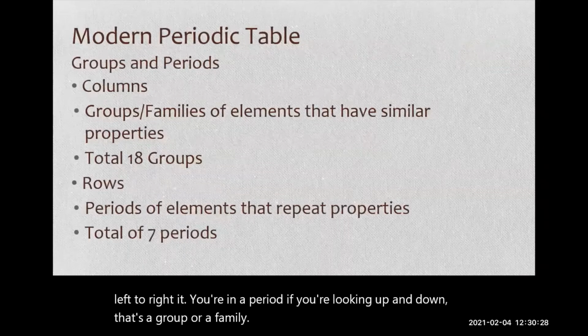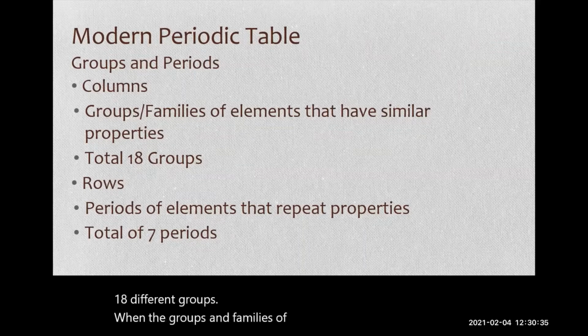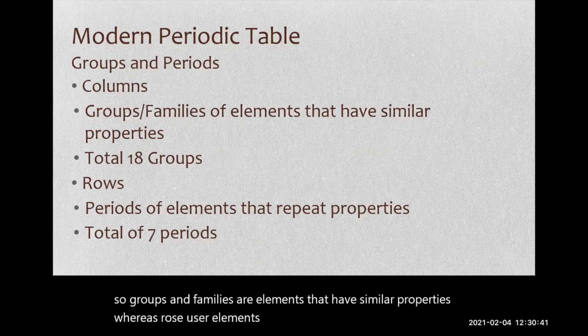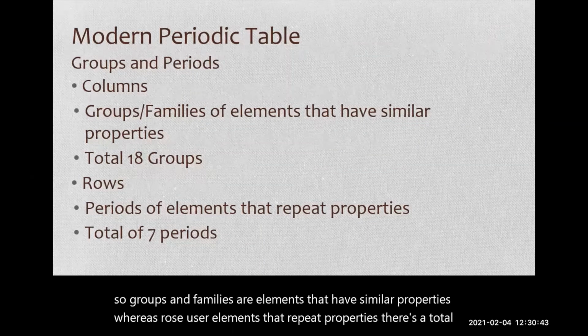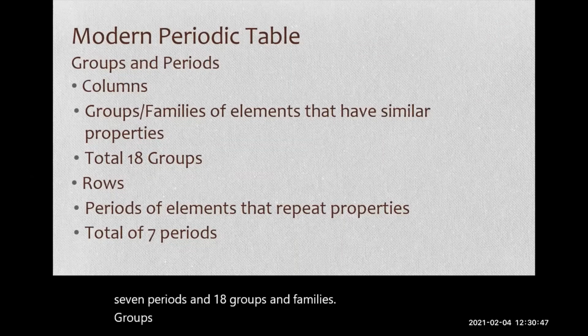There are 18 different groups, and the groups and families of elements have similar properties. So groups and families are elements that have similar properties, whereas rows are elements that repeat properties. There's a total of 7 periods and 18 groups and families. Groups and families are synonyms in chemistry.